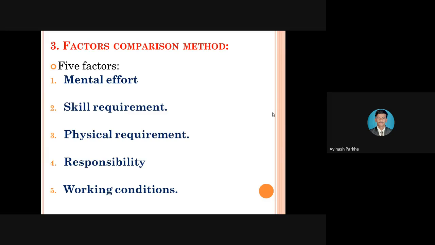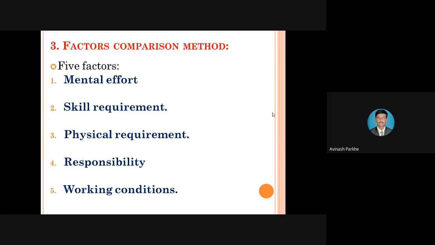So now in today's lecture, we'll discuss the third method of job evaluation, which is called the factor comparison method. If you go through the title of this method number 3, the name itself suggests that a total of 5 factors are given to you, and based on those 5 factors, the comparison for the job evaluation will take place. So suppose we have to implement the job evaluation process in your industry, and I'm using this factor comparison method, then these 5 factors are considered for the comparison purpose.